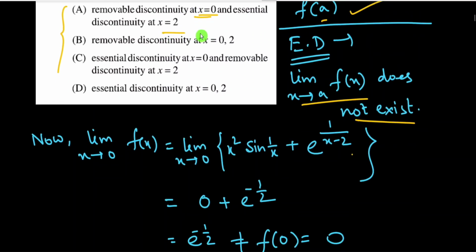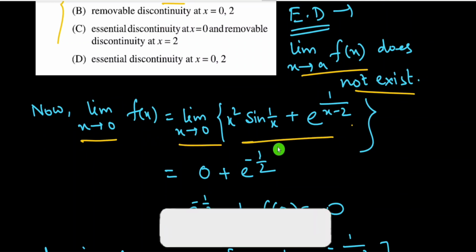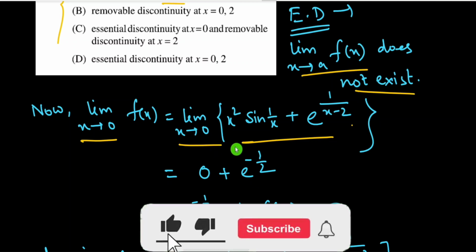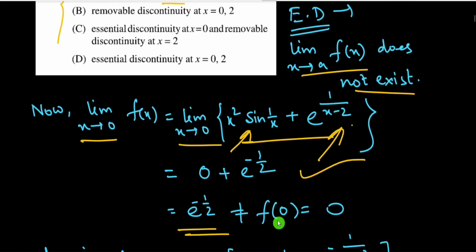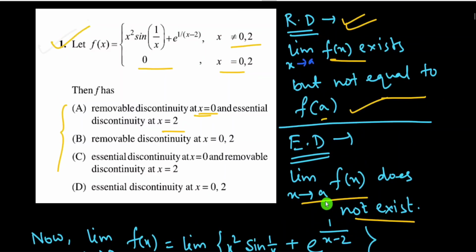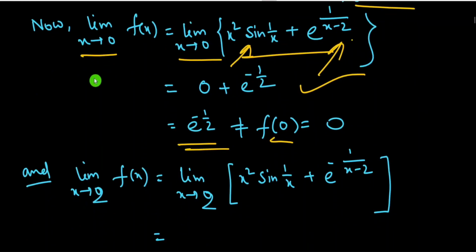So limit x tends to 0 of f(x) equal to limit x tends to 0 of this function, and we know that this part goes to 0 and this part goes to exponential of minus half. So this is equal to e^(-1/2), which is not equal to f(0), and the value of f(0) here is given as 0. Therefore it is clearly the example of removable discontinuity at x equal to 0 of the function f(x).